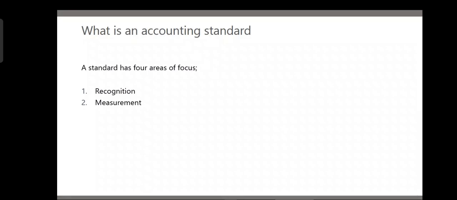Number 2 is called measurement. How do you measure it? Today, if I'm taking 20,000 from you and I promise to pay you back 21,000, how much should I record in my books? That is the measurement. Recognition: okay, I recognize it as my liability. The next question is, how much is it? Is it 20,000 or 21,000? What should go in my books? The answer is, it is 20,000.